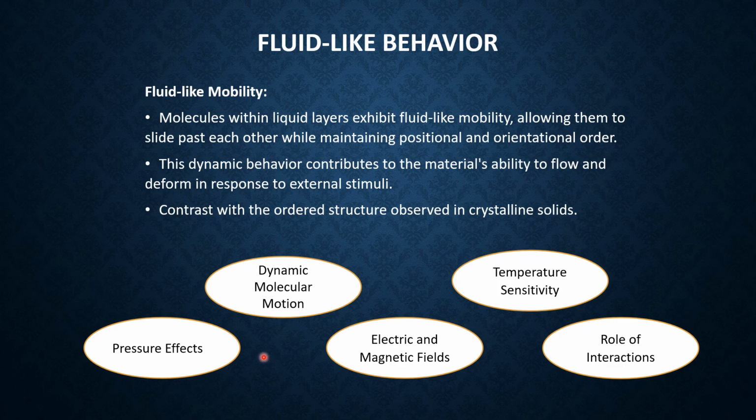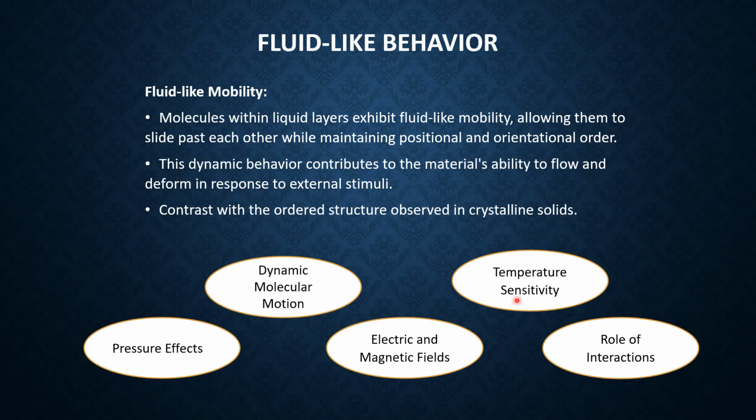Next one is pressure effects. External pressure influences the spacing between the liquid layers. So what is happening? Again, the mobility is changing here. This pressure-induced change in molecular ordering impacts the material's viscosity and flow properties. This viscosity and all, we saw under mechanical properties.